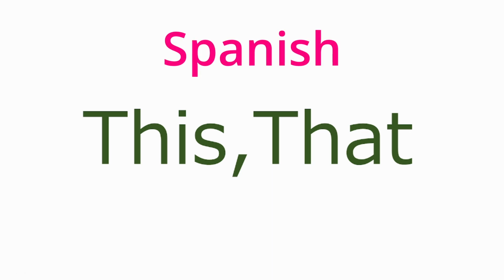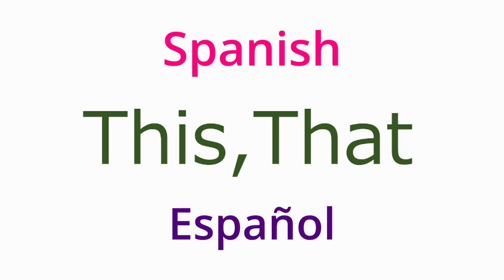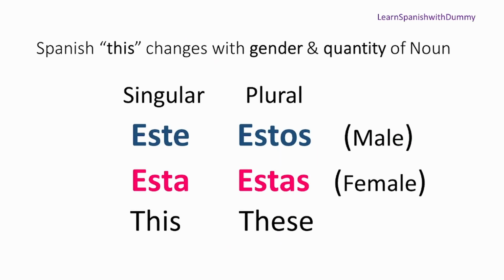So today we're going to learn about demonstrative adjectives. They are this, that. We use them to demonstrate things, right? So let's see how we do it in Spanish. In Spanish we have a double "this" and "these." Everything is two in Spanish, right?